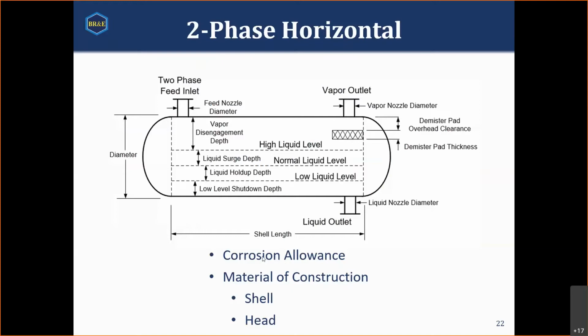In a vertical separator, you are not required to input the corrosion allowance or the material of construction in order for ProMax to calculate the results. However, for a horizontal two-phase separator, you will be required to specify the corrosion allowance and the material of construction for both the shell and the head.